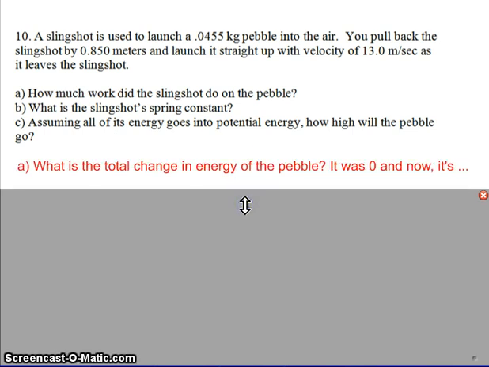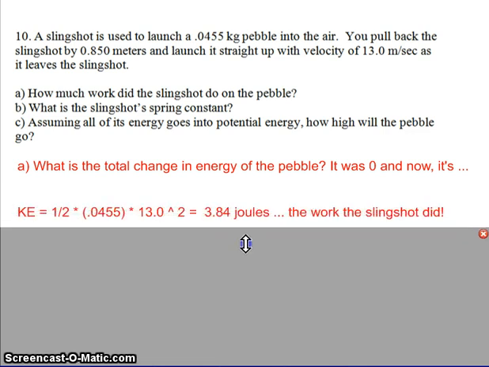What is the total change in the energy of the pebble? It started out at 0, it wasn't moving, presumably, and then it was launched in the air at 13 meters per second. So now it's got some kinetic energy, which we can calculate right here. KE equals 1/2 times the mass times 13 meters per second squared. If you calculate all that out, you'll get 3.84 joules of energy. That is the work that the slingshot did on the pebble.